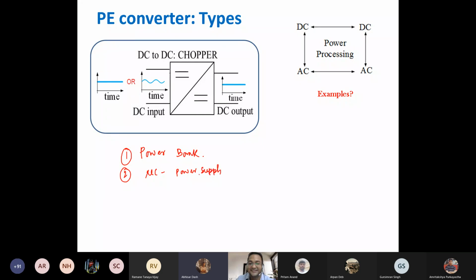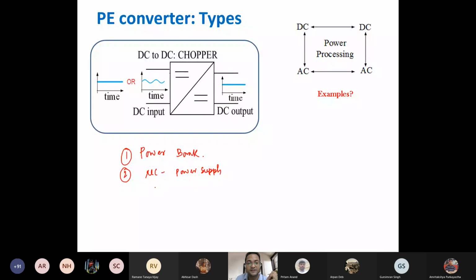In fact, in a computer also, right? Your monitor may need a different supply. Your processor may need a different power supply. Some of the fans may need a different power supply. So there also you see this requirement. There will be a common AC to DC, and then from the DC, several DC outputs.